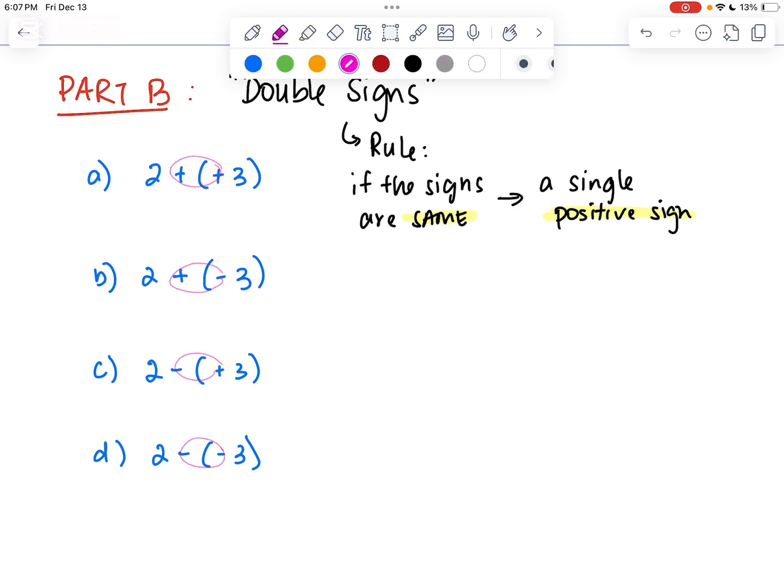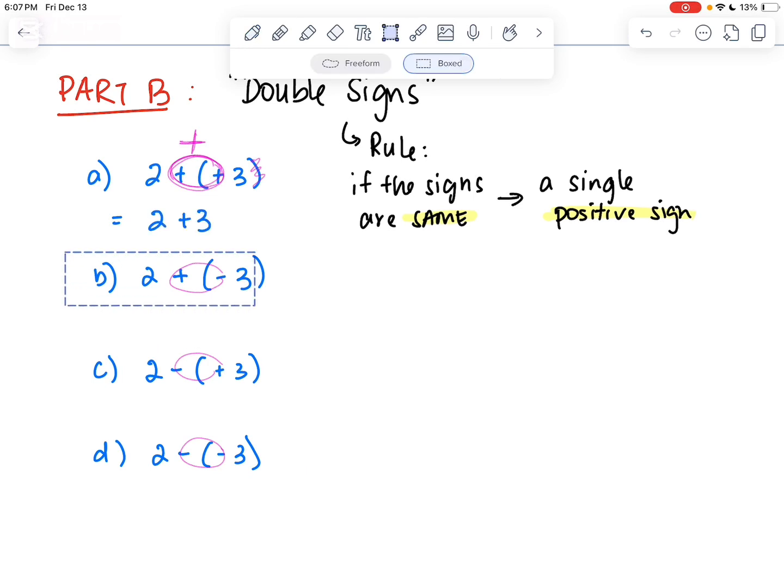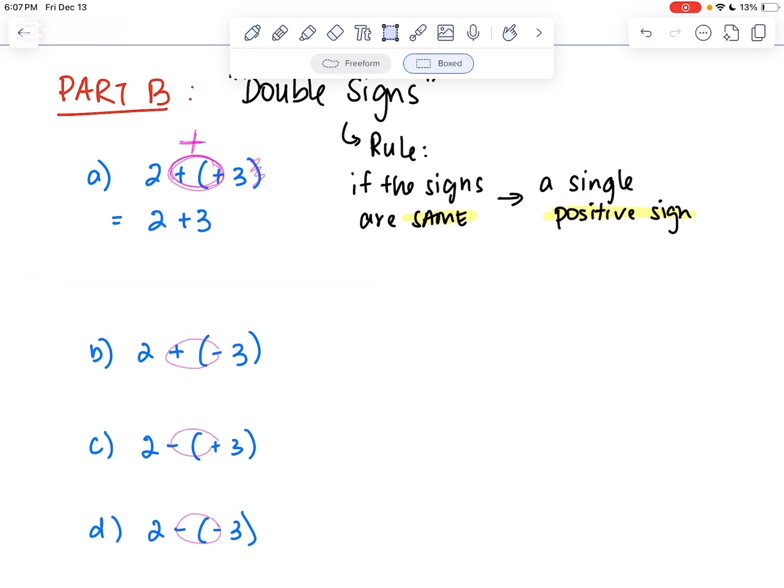So what do I mean by that? Both of these are plus, plus, and plus. So this collapses into a single positive. And I don't need this bracket anymore. So my next line now says 2 plus 3, and that gives you 5. Move these down, I need a bit more space. And that would just become 5. Okay, so that's an example.